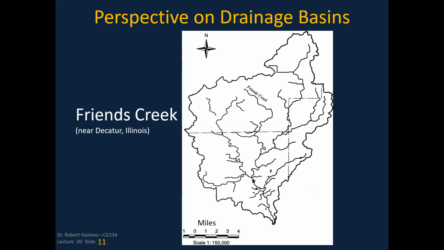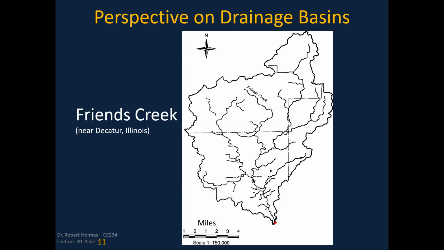So if we look at a perspective on drainage basins, this is a series of slides that talks about how drainage basins make up parts of bigger drainage basins, et cetera. So this is Friends Creek Drainage Basin near Decatur, Illinois. And so you can see it here. It comes out at the outlet at the bottom right-hand corner. And so it's not very large.